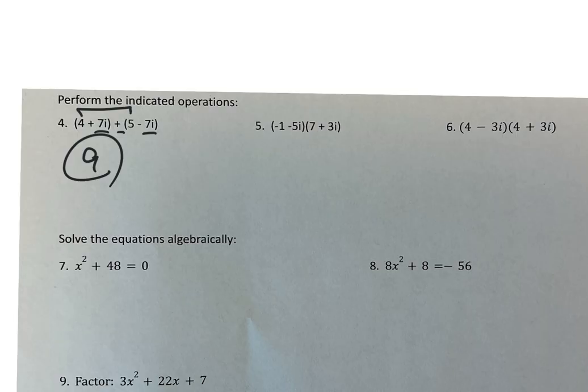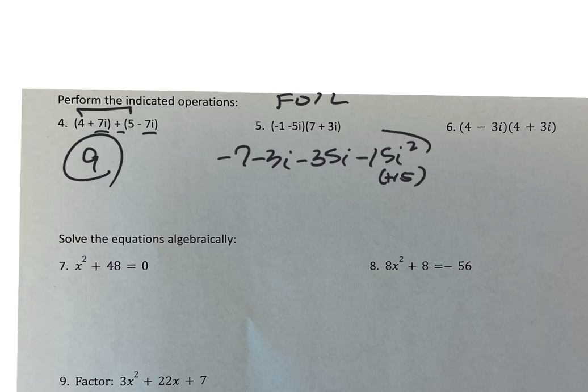Okay, number 5. 5 is straight up FOIL method. So going first, which is going to be -7, outer, -3i, inside, -35i, and last, -15i squared. I squared, remember, is really -1, which is going to make that term right there a positive 15. So I'm going to add the positive 15 to the -7. -7 plus 15 is 8. And I'm also going to combine the 3 and the 35 and make it -38i.